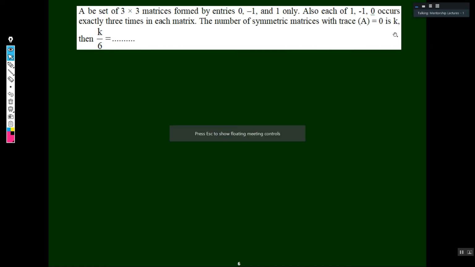Is K. Then K by 6. Just go through the problem carefully, everyone. So we'll have to use combinations. We'll require minus 1, 0, and 1. Yes, the trace of it is 0. And what we need is symmetric matrices.